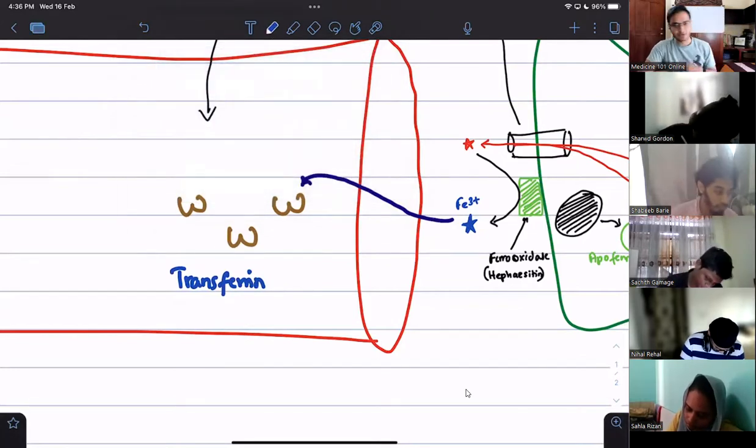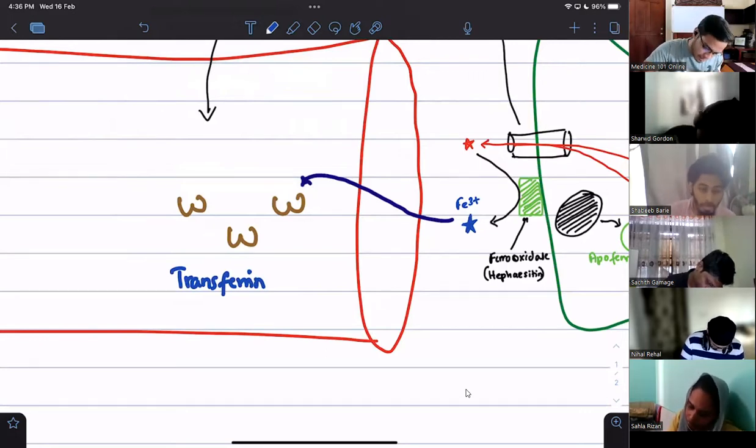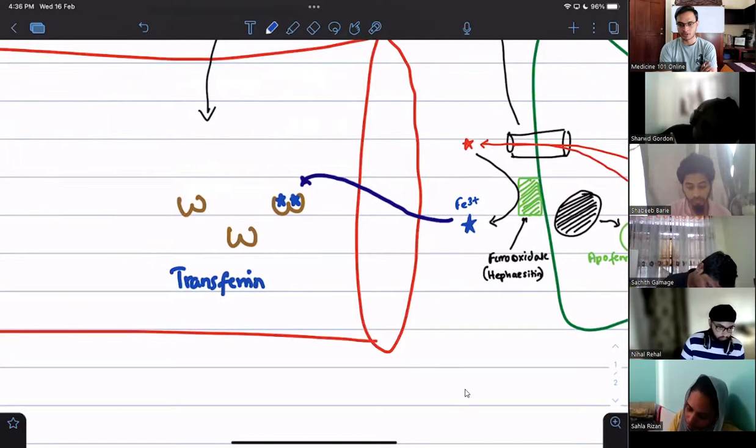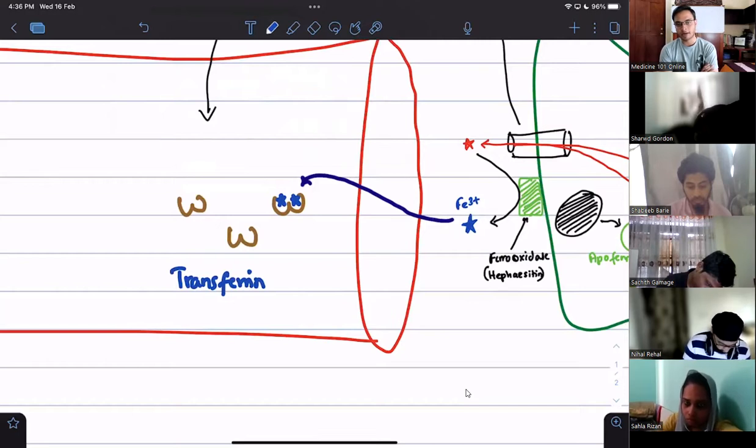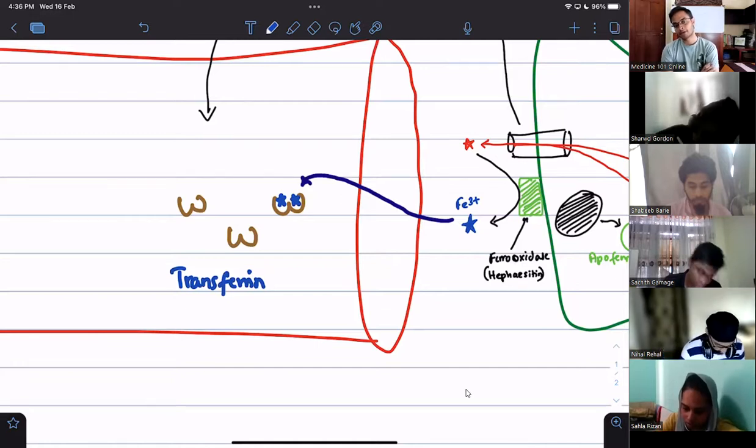Look at this transferrin, guys. Why did I draw it like this, with a W shape? Each transferrin molecule can bind with two, you can put two stars. There are two seats. It's like a two-seater sports car, only the front two seats. So each transferrin molecule can accommodate two Fe3 plus ions.